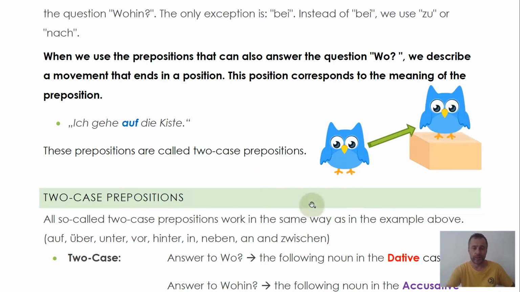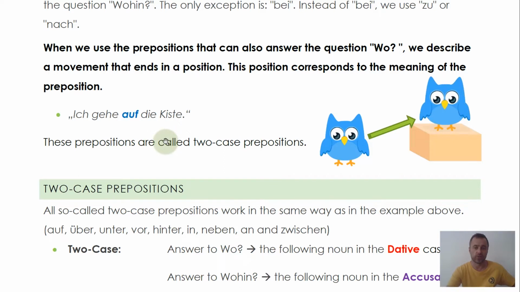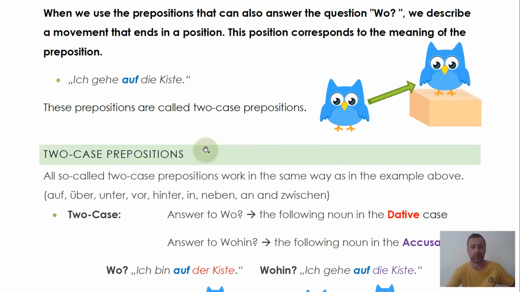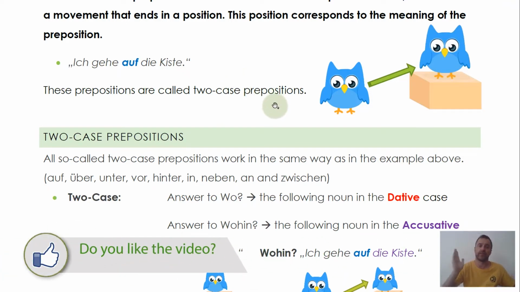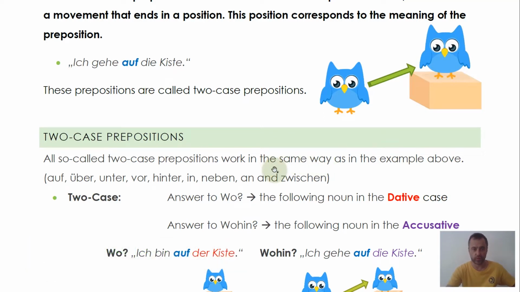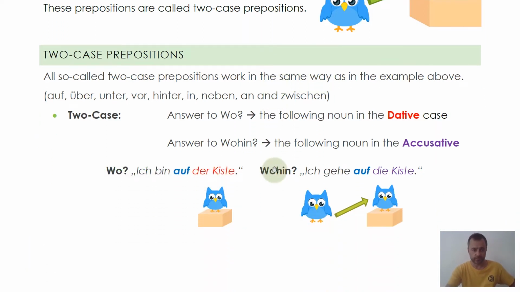But we have to pay attention a little bit with the cases, because depending on the position or the movement, we have to use 2 different cases. That's why those prepositions are also called two-case prepositions. I have a special video just about two-case prepositions that I will link for you in the info cards, upper right corner. But let's have a quick look what two-case prepositions are.